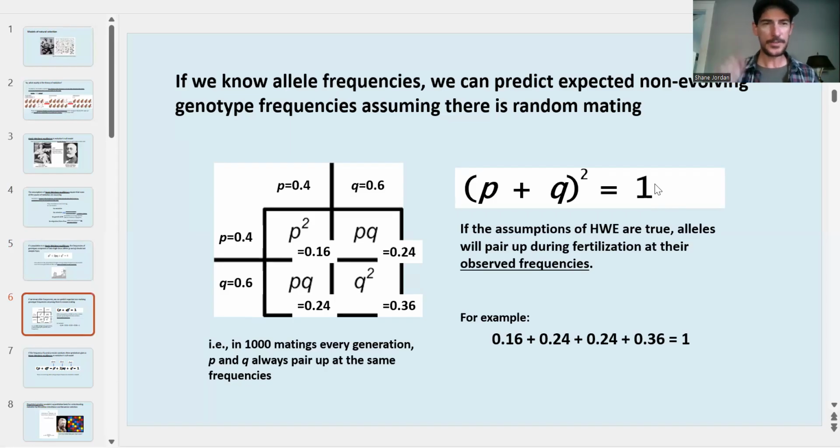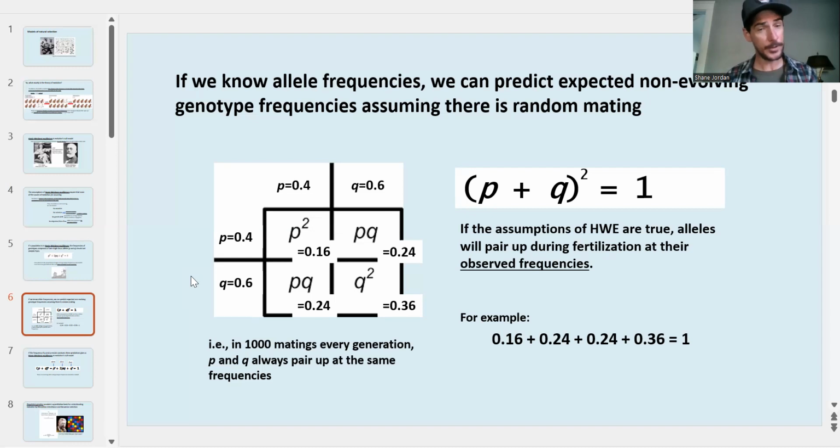So therefore, these different alleles are going to pair up at their observed frequencies during fertilization. And we can look at that example here. Basically the idea is if the frequency of an allele P is equal to 0.4 and the frequency of an allele Q is equal to 0.6, then all matings will involve these two combinations of allele frequencies being involved in fertilization. For example, if this happens in 1,000 matings every generation, P and Q are always going to be pairing up at the same frequency.